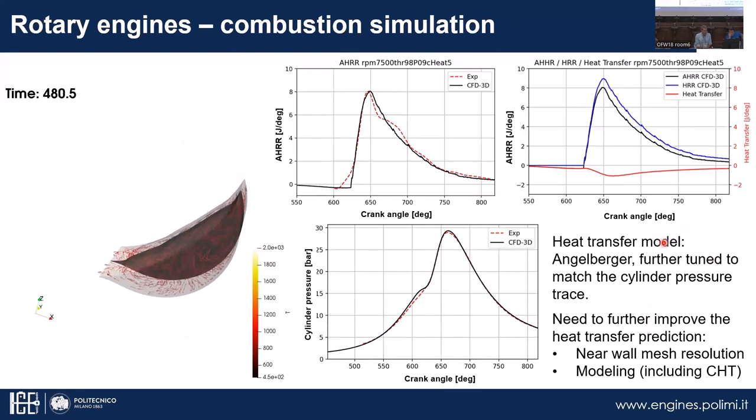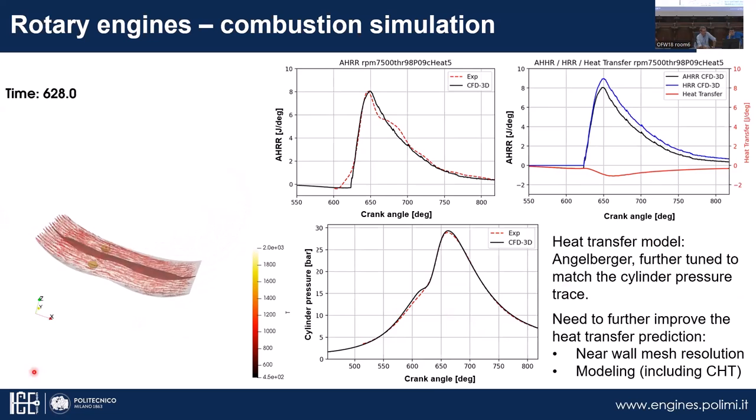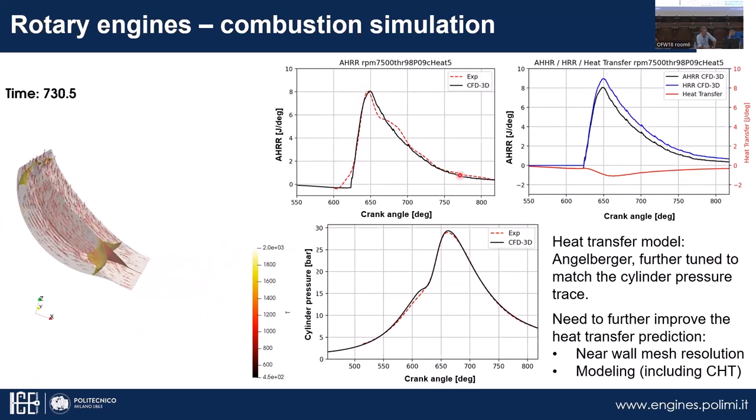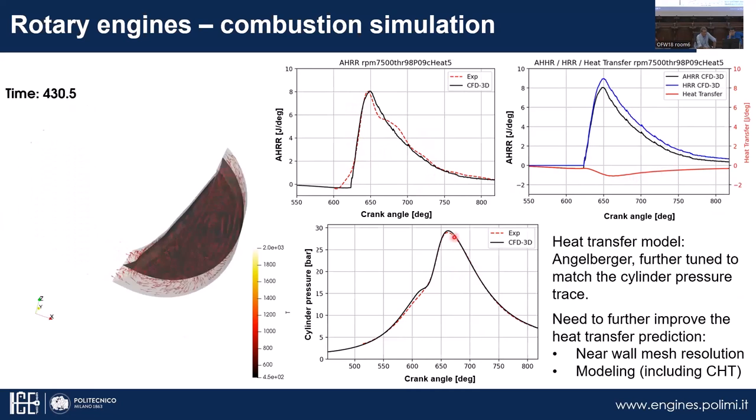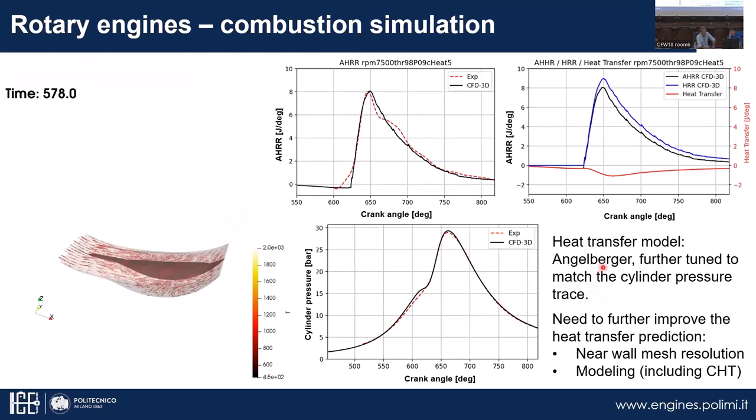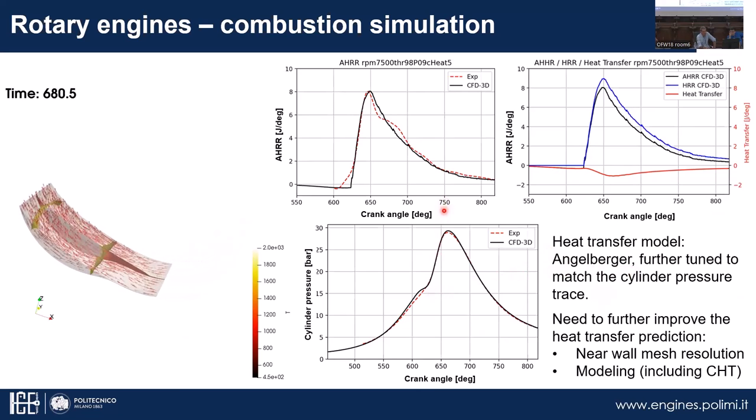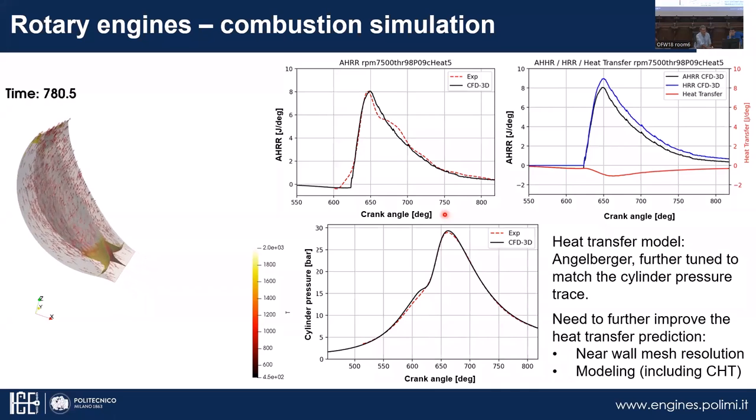When moving then to combustion, so we basically calculated the flow field only to the chamber mesh to simulate combustion, we can predict rather well the heat release rate profile, but to do this and to get the right cylinder pressure, unfortunately, we need to tune a bit the heat transfer model. In this case, we use the Angelberger Wolf function, because otherwise we would have had a too highly overestimated pressure.